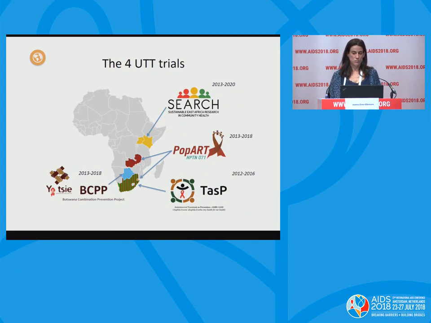So as Richard presented a few minutes ago, this is a map showing you where the 4 trials were implemented and the countries that have benefited from these UTT interventions. I won't repeat the countries, but just to highlight that throughout the presentation, and actually throughout the whole session, we've adopted a color code to help you identify more easily which trial we're talking about. So yellow is for the SEARCH trial, red is for PopART, blue is for BCPP, and green is for TASP.